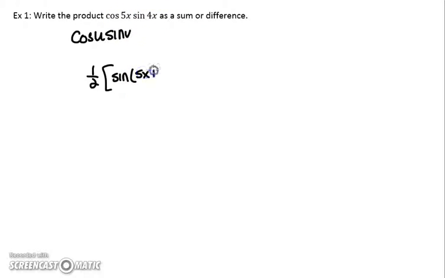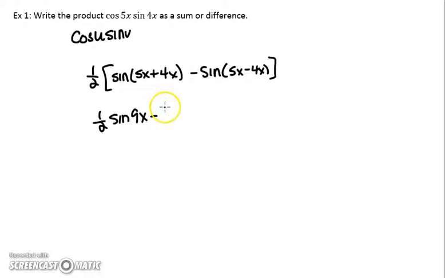So we can say 5x plus 4x, minus sine of 5x minus 4x. We can simplify that a little bit. Distribute your 1/2, combine your like terms. We're going to have 1/2 sine of 9x minus 1/2 sine of x. Again, we could have picked the other one if we wanted to, but we're just going to go with that one because cosine was listed first. So those were product to sum.